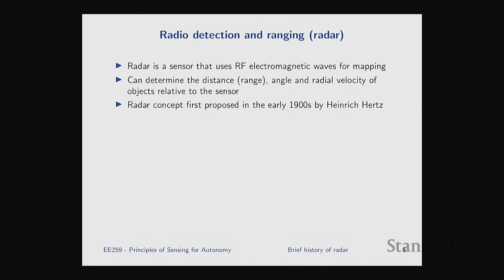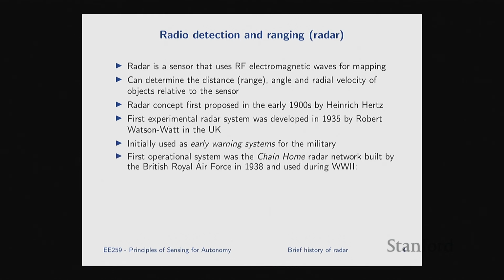A little bit of history. So the concept was proposed in the early 1900s by Heinrich Hertz, but the actual first deployment of radar was fueled by the Second World War, similar to many other technologies that were developed during the war. So the first field deployment of radars was what was called Chain Home radar at the time, and it was built by the British Royal Air Force and deployed in 1938.